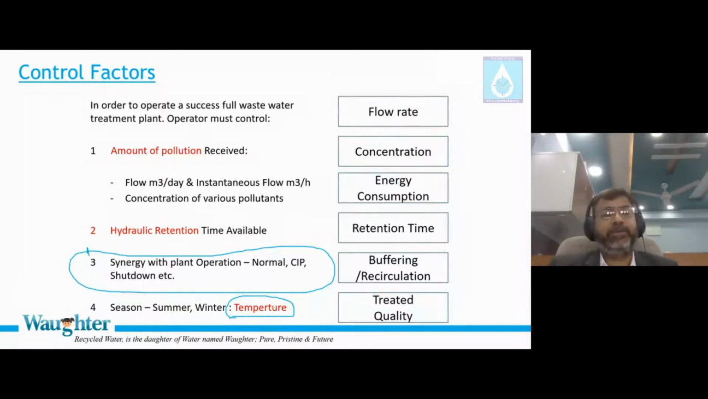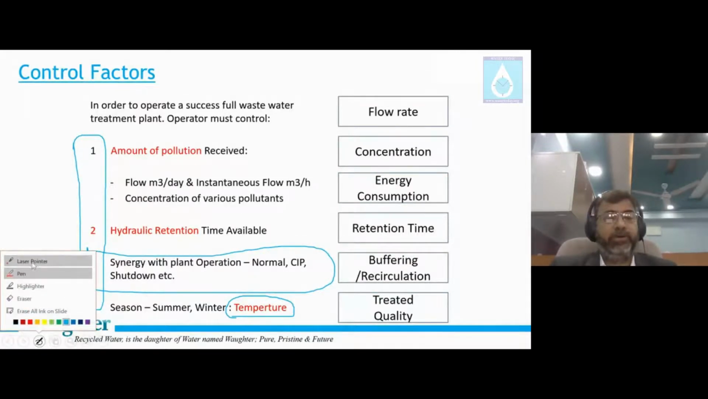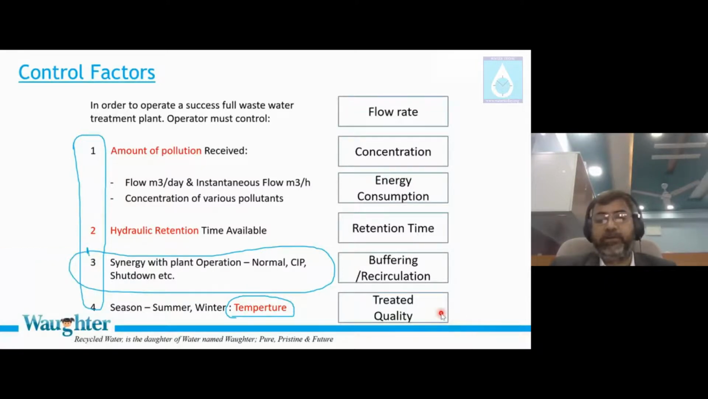And why it is important to understand these 4 control factors, only 4. I'm not asking you to do a big job, just 4. Always keep in mind in designing, because these will relate to energy consumption, your buffering requirements, and finally, the treated water quality. Because ultimately, we are looking for a good treated water quality. This is the reason why we are talking about all these parameters.